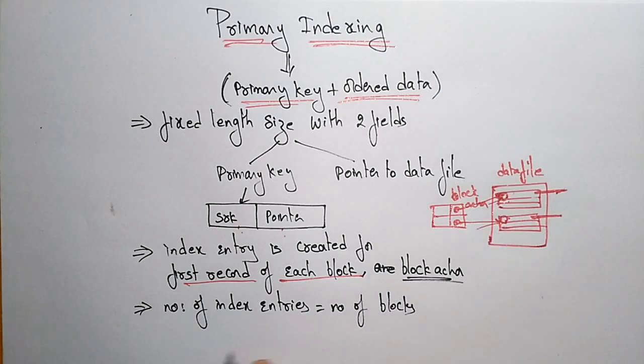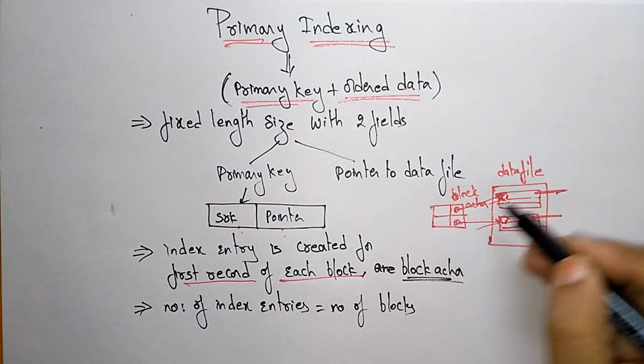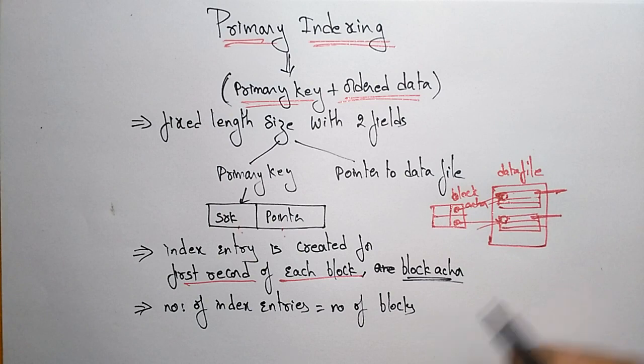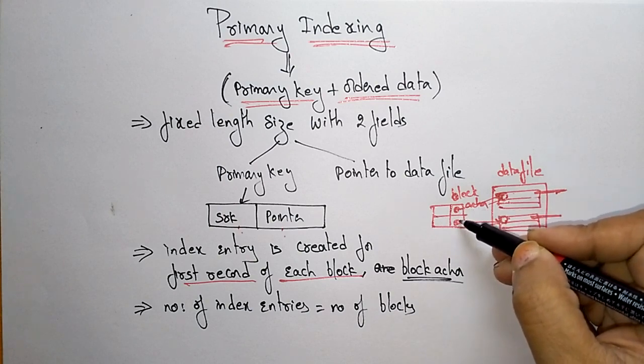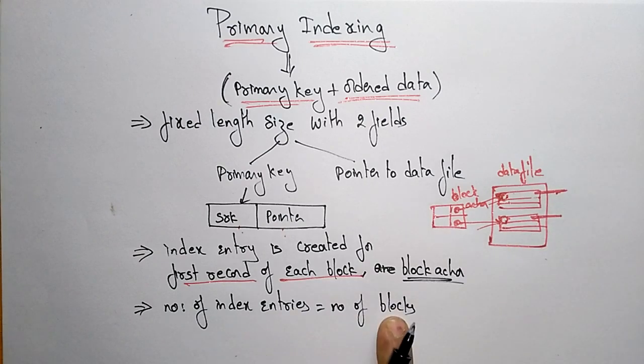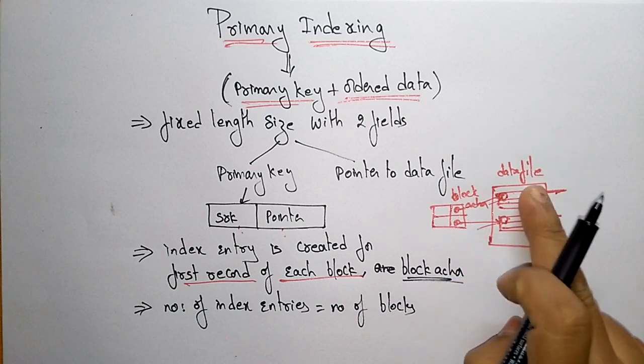And next is the number of index entries. Whatever index entries there are here should be equal to the number of blocks. Here I created 2 blocks and 2 index entries are created. So this point should be noted: the number of index entries should be equal to the number of blocks.